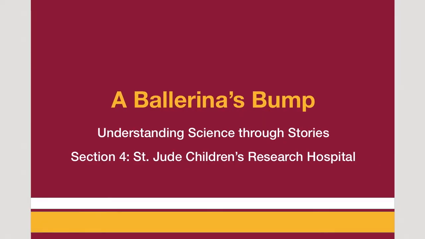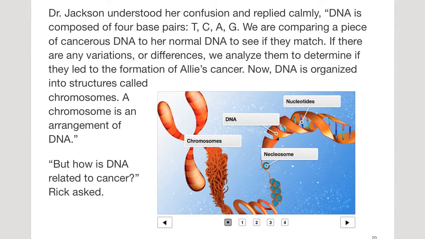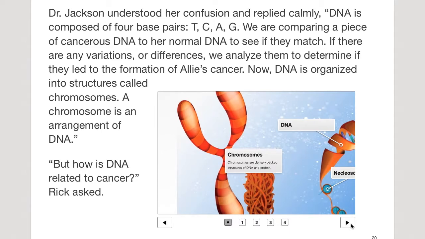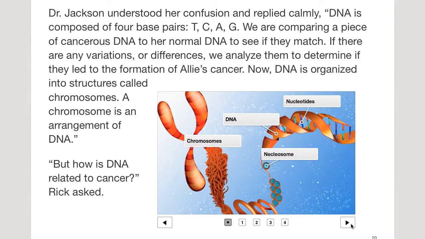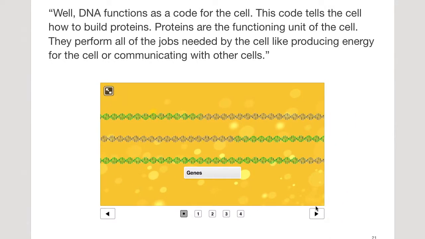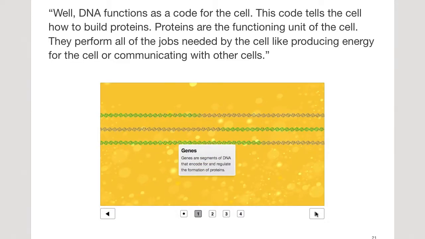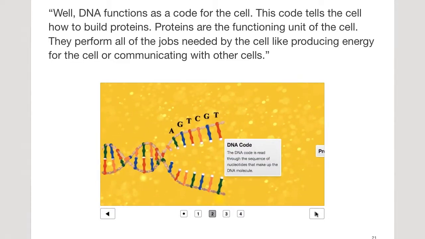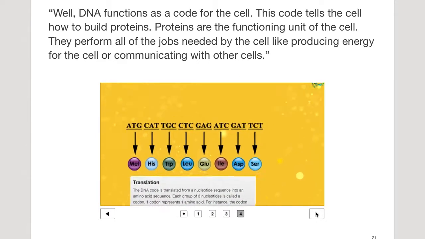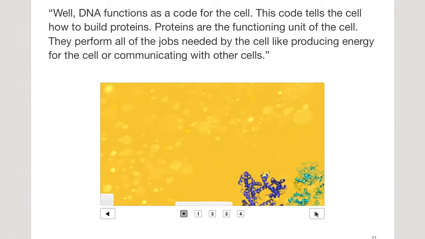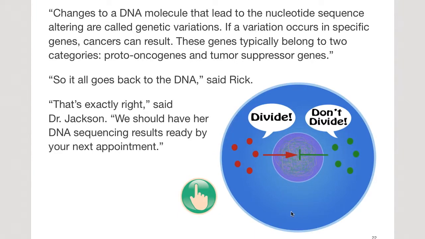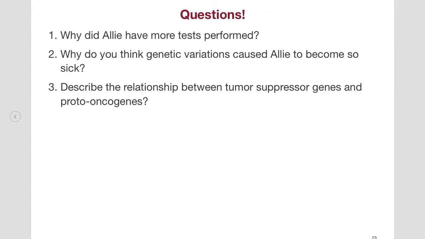In this next chapter, students are able to gain a deeper understanding of DNA by seeing how it specifically relates to cancer. They start to see why sequencing DNA is crucial to understanding diseases. They're also introduced to tumor suppressor genes and proto-oncogenes.